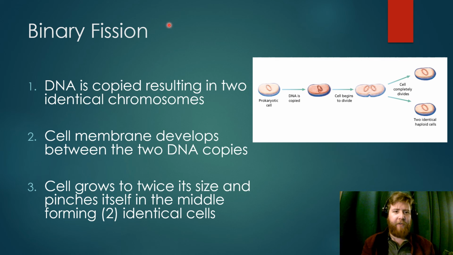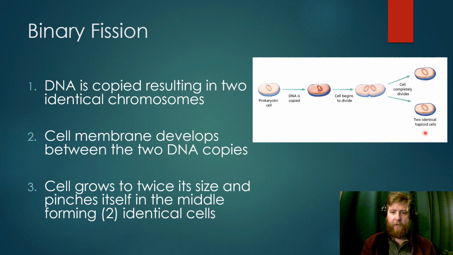All right, so binary fission. The first step is we have to copy the DNA. So we take this circular chromosome and we double it. So now we have 2 identical chromosomes. As this cell now has 2 chromosomes, it will start to enlarge and start to divide. The cell membrane starts to develop between these 2. It's going to pinch them apart so that we end up with 1 cell with 2 sets of chromosomes and 1 cell without any. As this keeps growing, it will grow up to about twice its size, and then it will pinch itself in half to form these two identical cells.